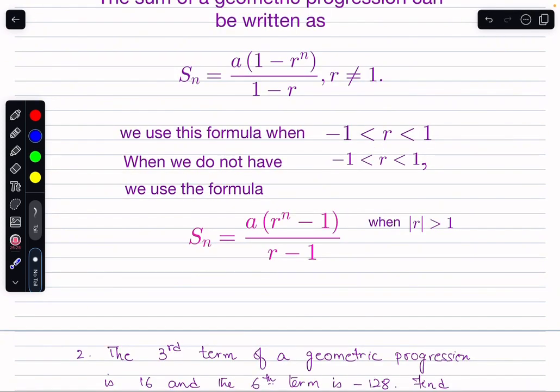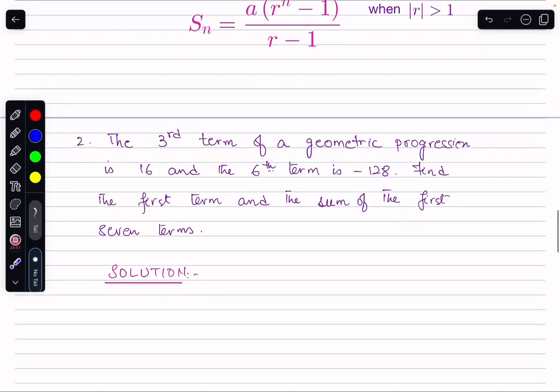So when r is not within -1 and 1, then we use the formula Sn equals a times r to the power n minus 1 divided by r minus 1. This is again the case where r has to be greater than 1 or r has to be less than -1 here. So let's do a question.